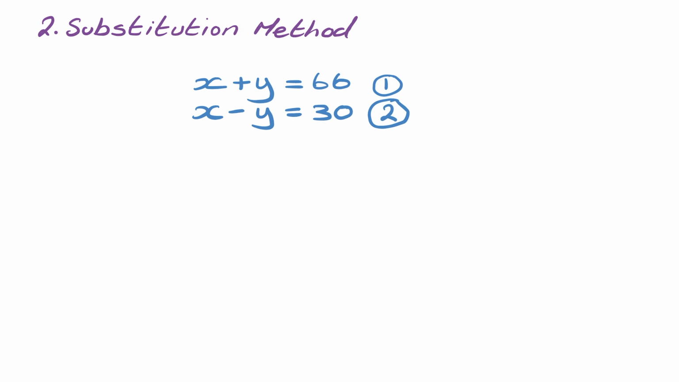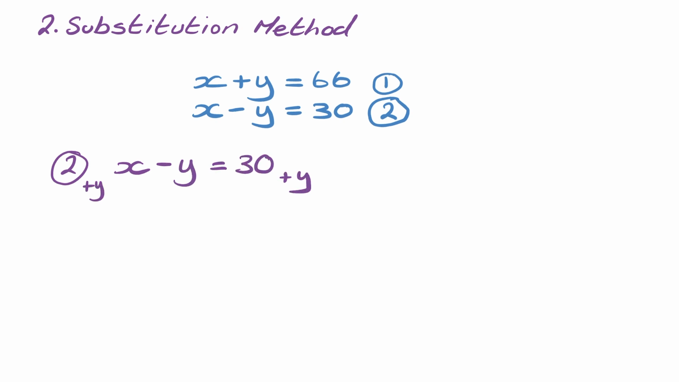So the first stage, what we want to do is rearrange one of these equations to get the variable on its own. And I'm liking the look of the second equation because I'm going to focus on getting this x on its own by moving this negative y. If we rewrite the equation, so we had equation 2, and that was x minus y equals 30. I'm going to plus the y, and you end up with x equals 30 plus y. And so now we have x on its own.